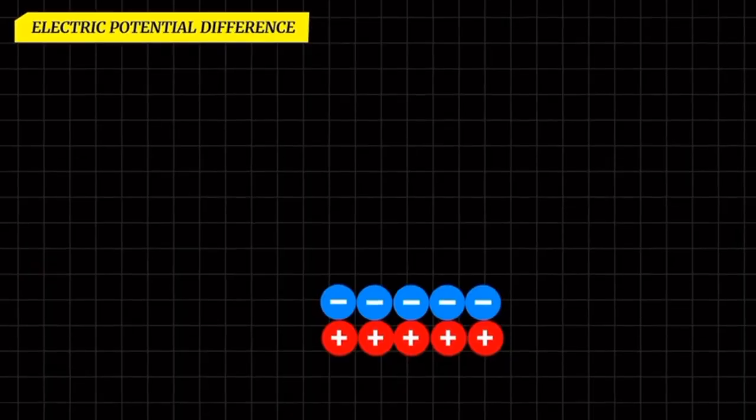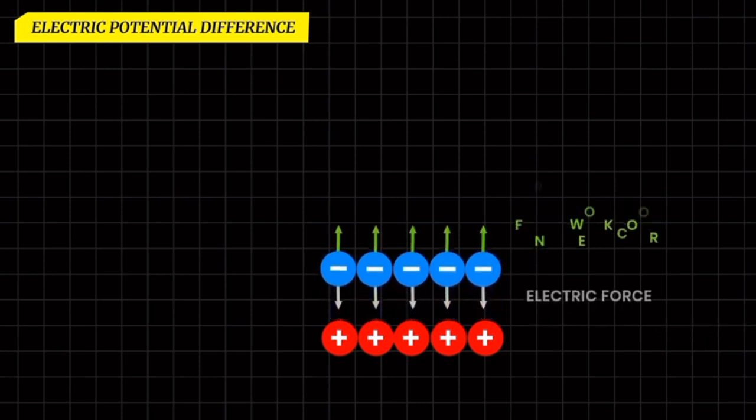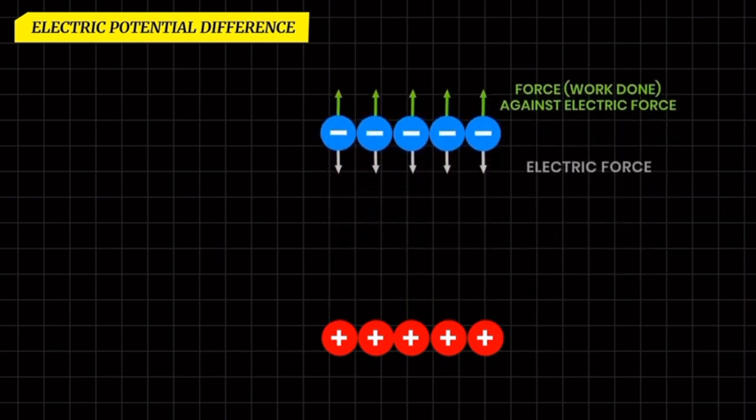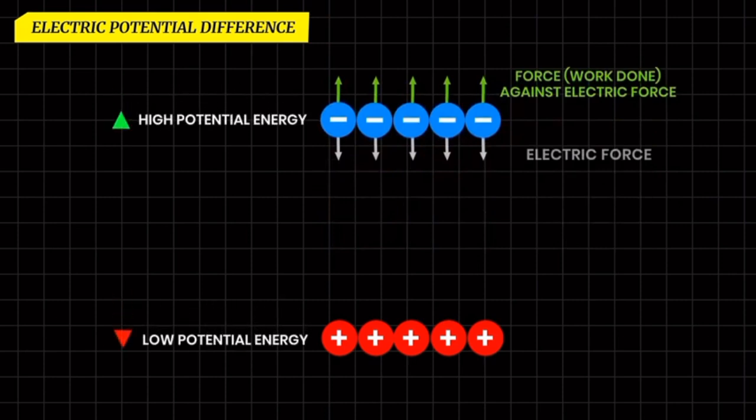Let's see. We have positive and negative charges being held together by electric force. We have to do extra work to remove these charges away from the positive charges. So here we have low potential energy at the positive charges and high potential energy at the negative electrons. If at the low potential we have 2 volts and at the higher potential we have 3.5 volts, it means that the potential difference between these is 1.5.